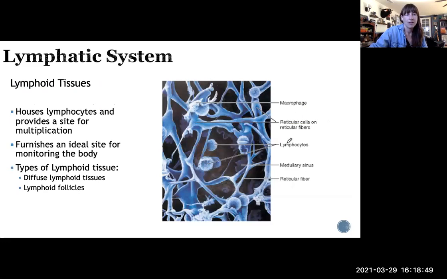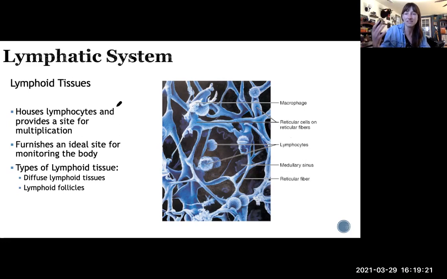Okay, let's talk about some tissues. Where do these cells live? We know about the lymphatic vessels and how they get moved from place to place, but where do these cells, when they are mature, where do they end up? Where do they live? So your lymphoid tissues, because the lymphatic system, it's got a lot of weird components, right? So you have these vessels, you have specific cells, of course, you have tissues, and you have organs, but it's like really dispersed throughout the body.